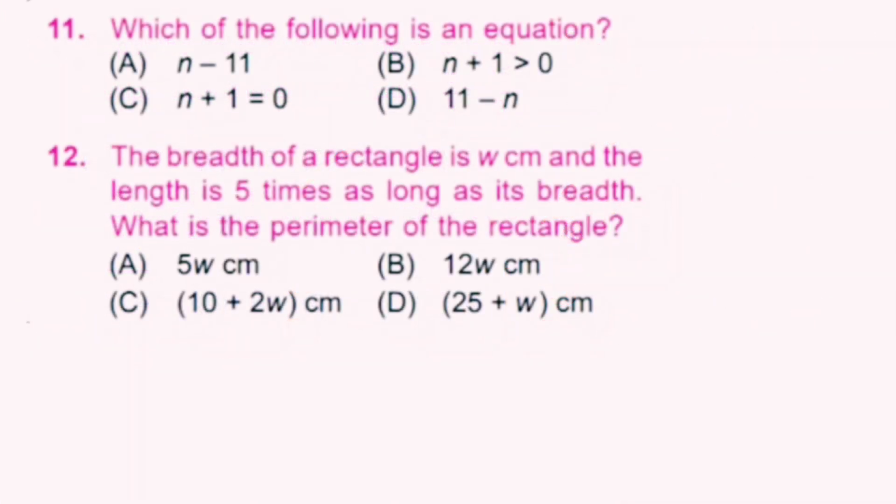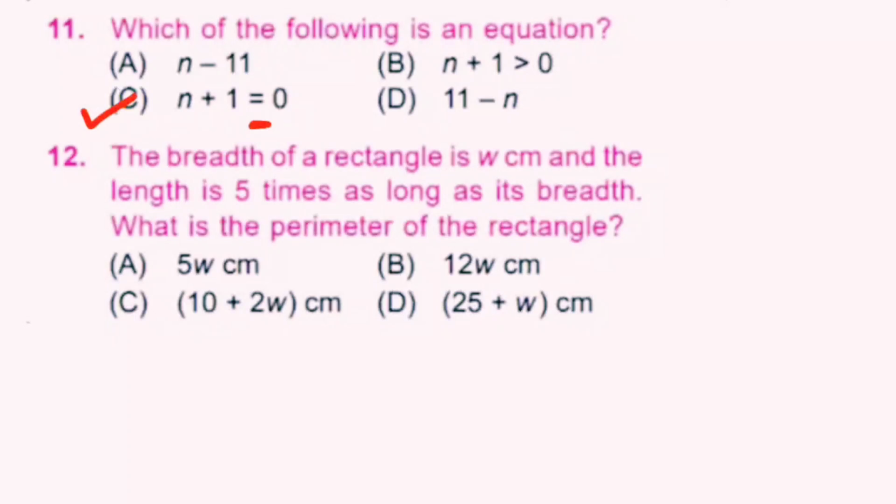Question number 11. Which of the following is an equation? The equal to sign is present in option C, and there are constants also present and variables also there. So C is an equation.